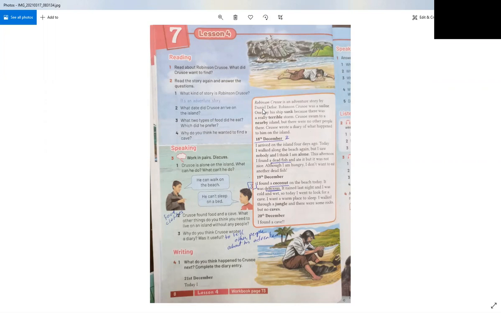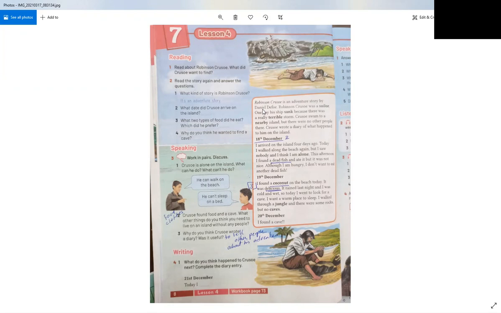by Daniel Defoe. Robinson Crusoe was a sailor. A sailor means that he is a person who works on a ship. One day, his ship sank. Sank is the opposite of float. It means that it went to the bottom of the sea.